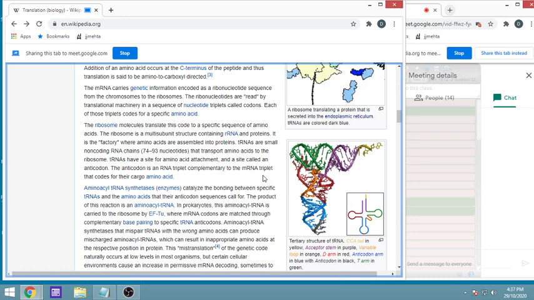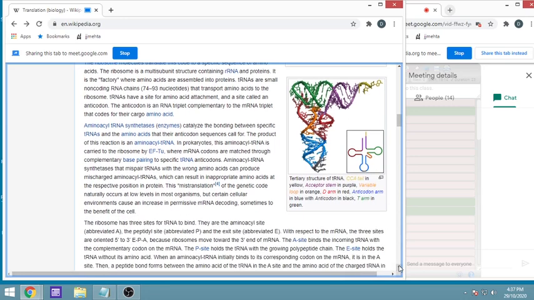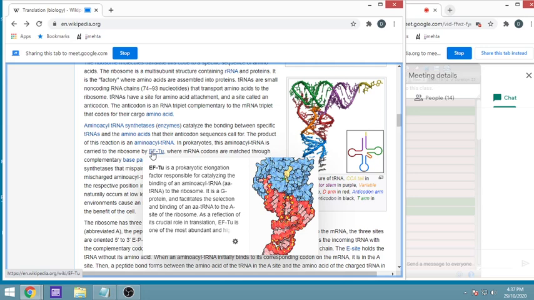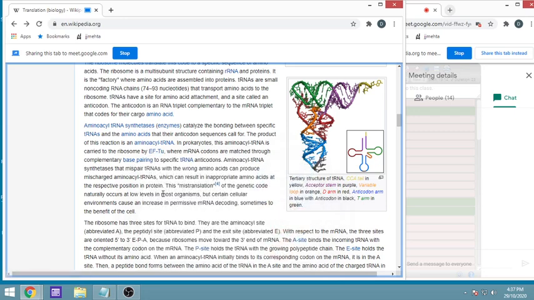Okay. The aminoacyl tRNA synthetases are the enzymes which catalyze the bonding between specific tRNAs and amino acids, according to their anticodon sequence. The product of this reaction is called aminoacyl transfer RNA, and this is carried to the ribosome by a particular transporter molecule called EF-Tu, that is elongation factor. Okay, so this elongation factor is where it is happening.